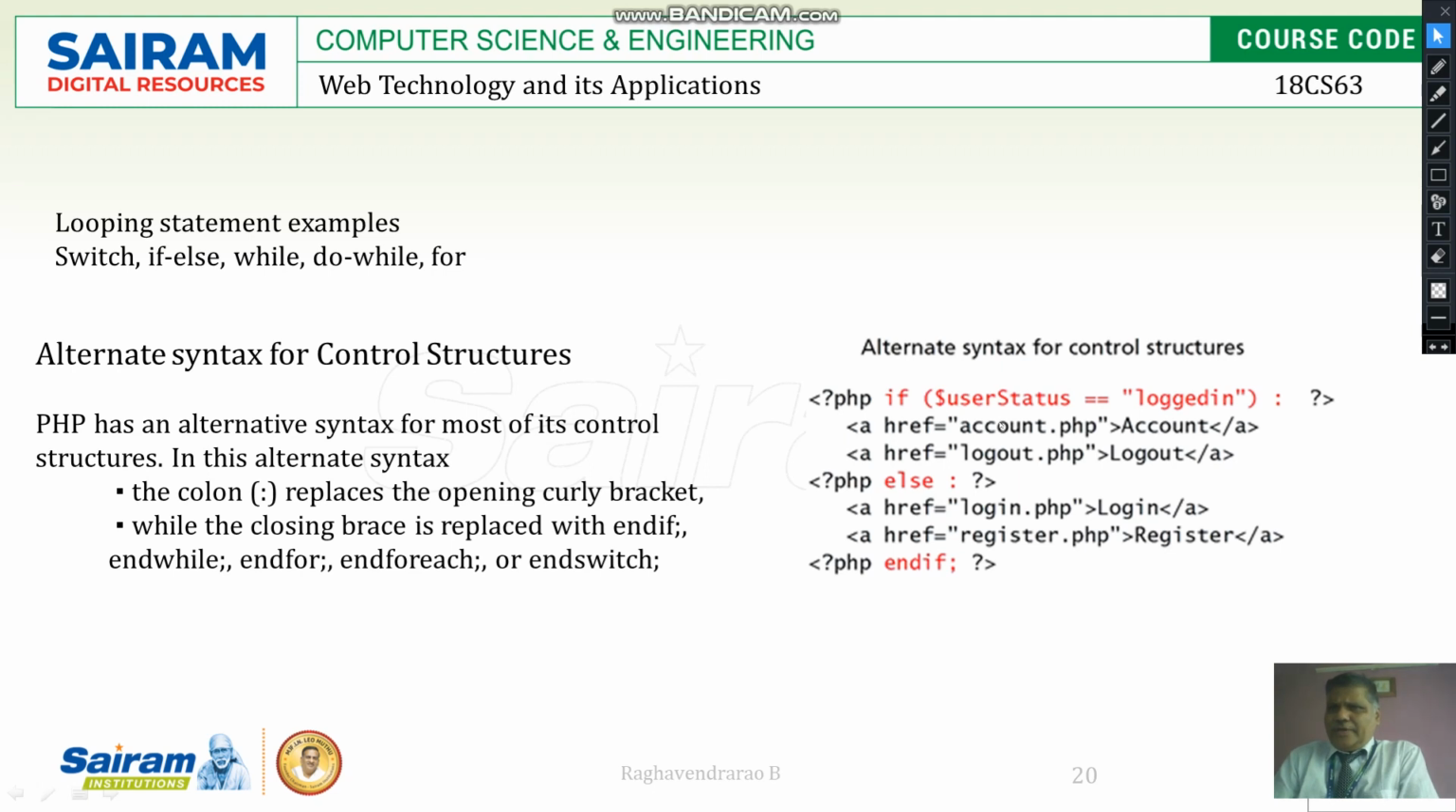You see, if user status equals login, the same example has been taken. Okay, the condition is satisfied, these things get executed. Else, see here also a colon is used after else. After this, end if is there, it is not a closed bracket, it is end if. Similarly end for, end while, end switch, end foreach. So this is what they are going to use.